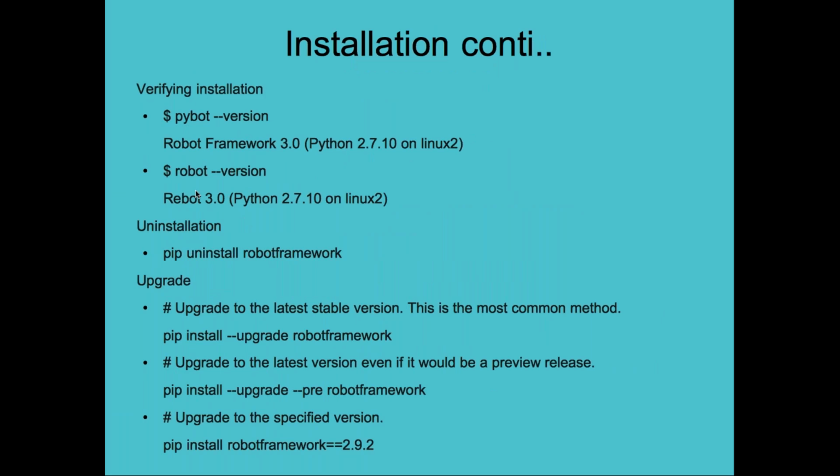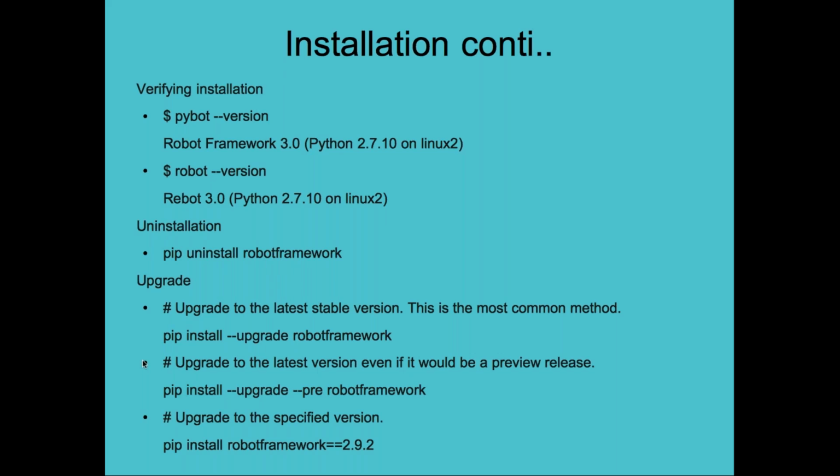So if you want to uninstall robot framework, you can give pip uninstall robot framework. Similarly, like any Python module, if you want to remove it, just pip uninstall and the module name you can specify.